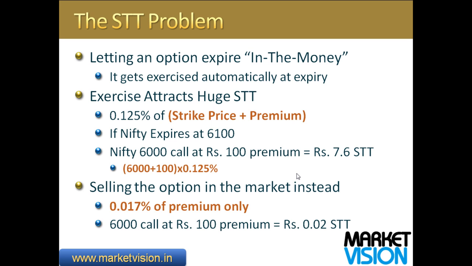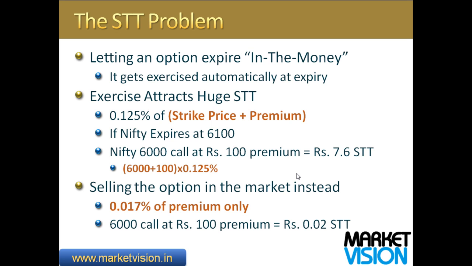An exercise gives the government 0.125% of the strike price plus the premium paid by the holder of the option. If the Nifty expires at 6,100 and you hold a 6,000 call, the 100 rupees premium and the 6,000 call together will make you pay 7 rupees 60 paisa as STT alone. Remember, you receive 100 rupees. You've probably paid something for the option, but you receive 100 rupees, and off that you pay 7 rupees 60 paisa to the government, which is a pretty huge percentage if you look at it.